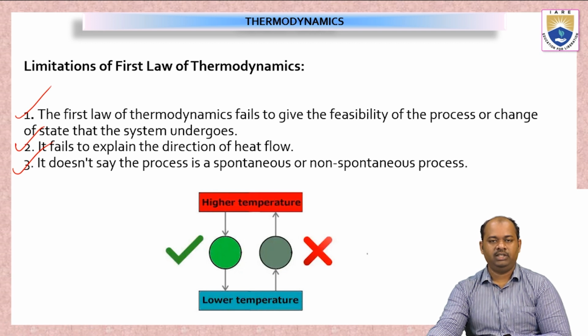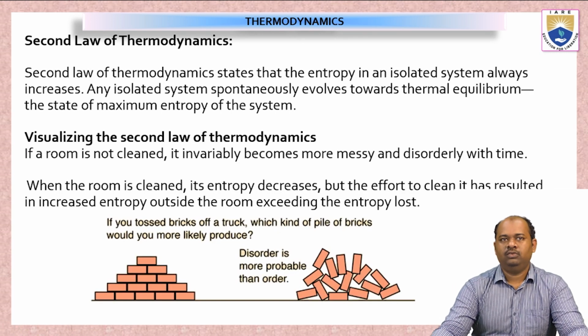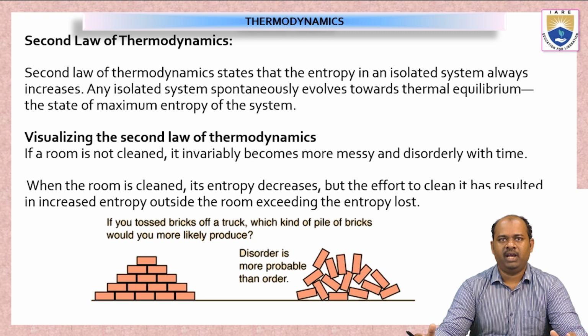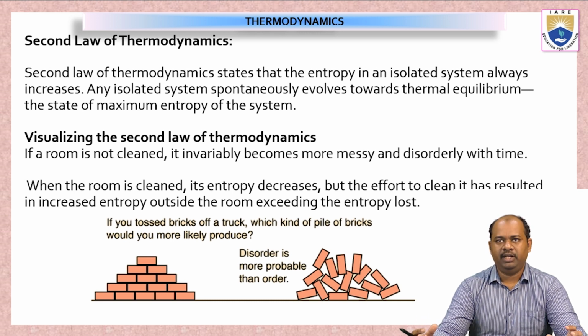Now, we'll see the second law of thermodynamics. First of all, we'll see the statement of the second law. The second law of thermodynamics states that entropy in an isolated system always increases. Any isolated system spontaneously evolves towards thermal equilibrium, the state of maximum entropy of the system. So the second law directly indicates the entropy of the system. If I take the example of an isolated system, the entropy in this system will always increase.